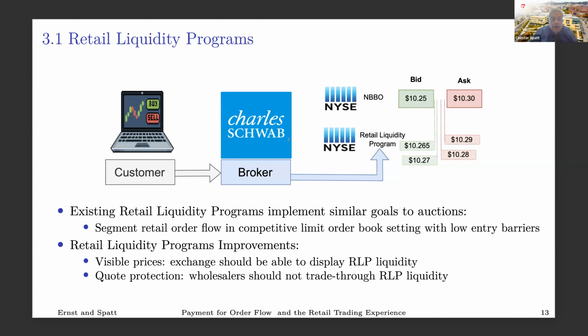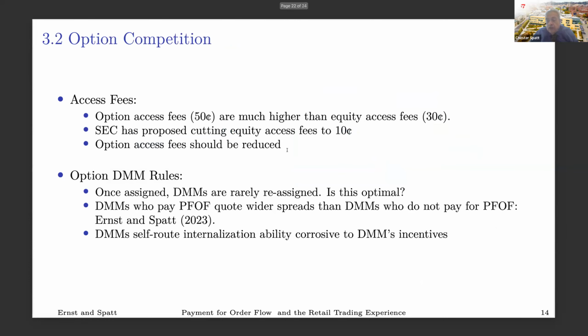The first is that the prices offered by most of these programs are not displayed, and the exchanges should display the pricing for the retail liquidity programs. Currently, only the IEX program displays the pricing. And furthermore, quotes being offered through these retail liquidity programs do not get the benefit of the order protection under the SEC's NMS framework. And we think these enhancements would have at least a potential to increase the impact of the retail liquidity programs and perhaps improve modestly equity market performance without overhauling the whole system.